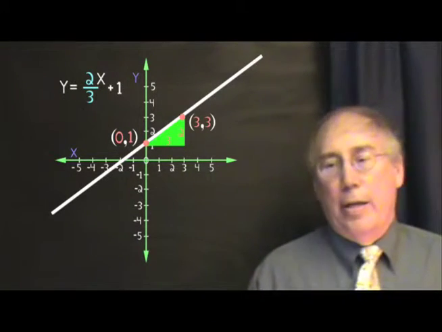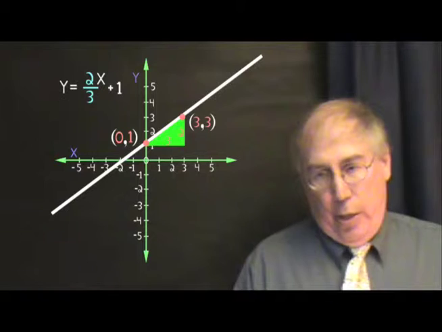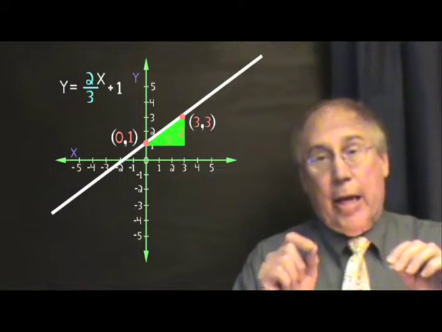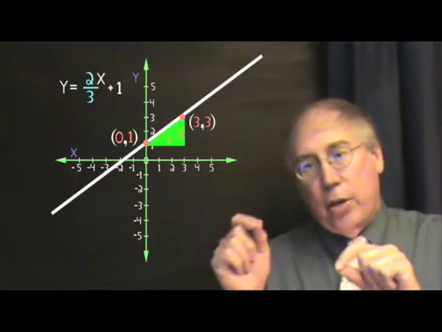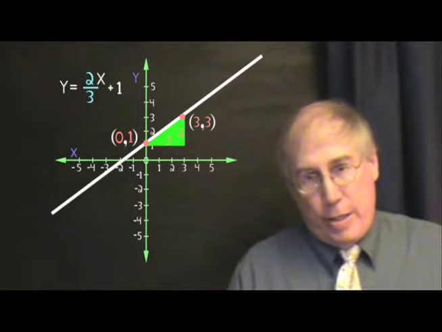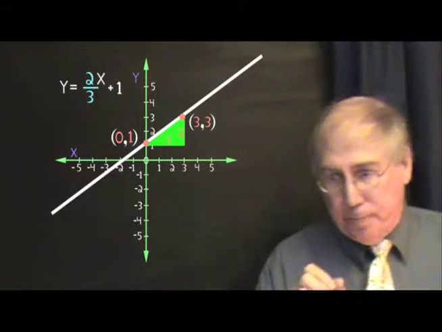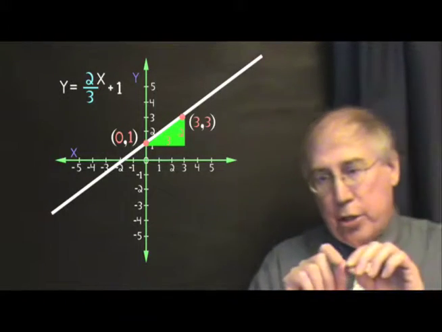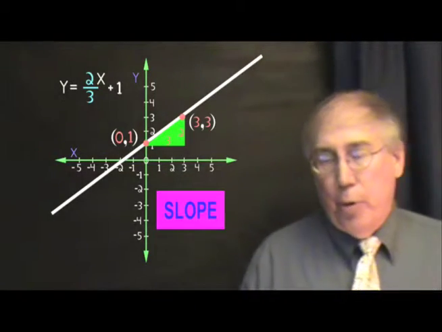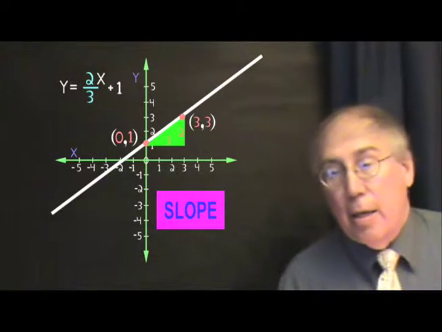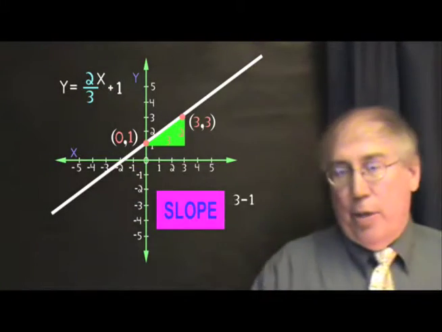And notice the 1 that's in the equation. That represents, in this case, where the line goes through the y-axis. So we have a point (0, 1). That's called the y-intercept. And if we just go over 3 and up 2, we could put another point, (3, 3), and we can graph the line.